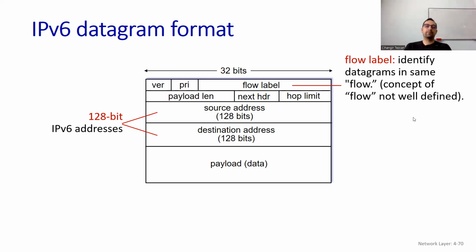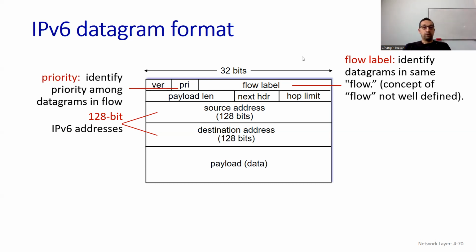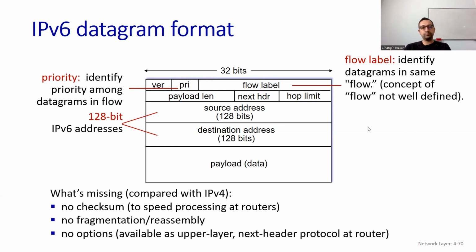Maybe you can define the Zoom communications as a different flow and so on and so forth. So, for instance, if you are watching a movie, streaming it, you might say that it's a different flow, and you may prioritize it. Also, we have priority here. Identify priority among datagrams in the flow. So this is in the flow. So this flow is like a general classification.